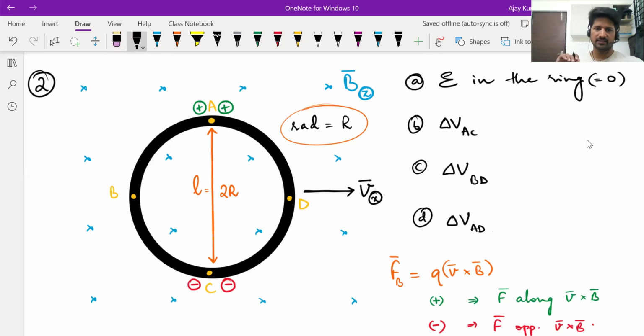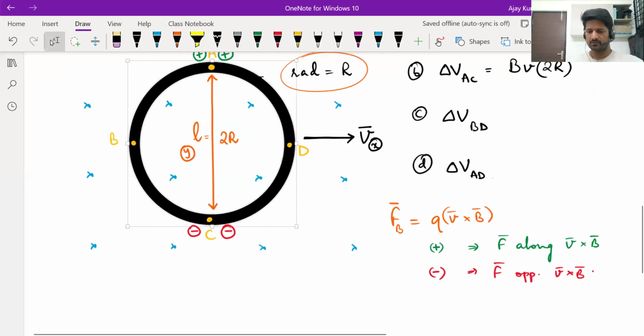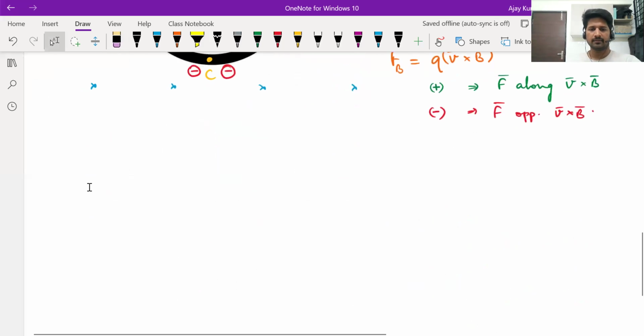Then the length between A and C, if you connect A and C with a straight line, you see that straight line is in the Y direction. Is Y direction perpendicular to Z and X or not? It is. So it so happens that all three, the magnetic field, the velocity vector, and the length vector, are already mutually perpendicular. So you can directly use them in the formula B V L, where L is 2R. So that is the potential difference between A and C. Okay. So actually what happens, no? You consider this ring.